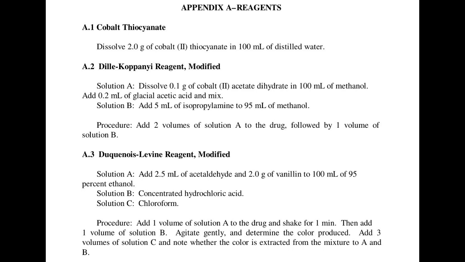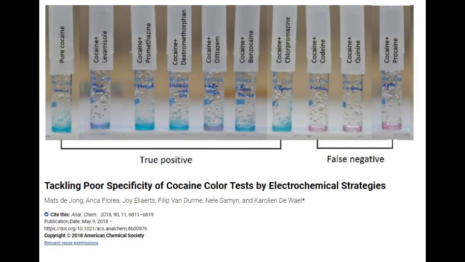The document tells us to prepare the reagent by dissolving 2 grams of cobalt thiocyanate in 100 mL of distilled water. The Scott test is often used to test samples that are suspected to be cocaine, although diphenhydramine and lidocaine give false positives, and as you can see on your screen, other agents can interfere with the test, causing a false negative or a false positive.